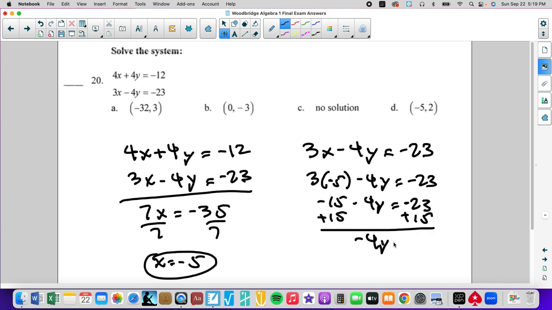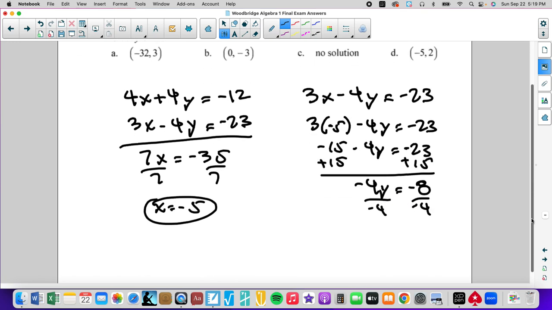Negative 4y equals negative 8. Sorry, I'm repositioning myself. I got a little lazy. I was literally almost lying down here in my chair.